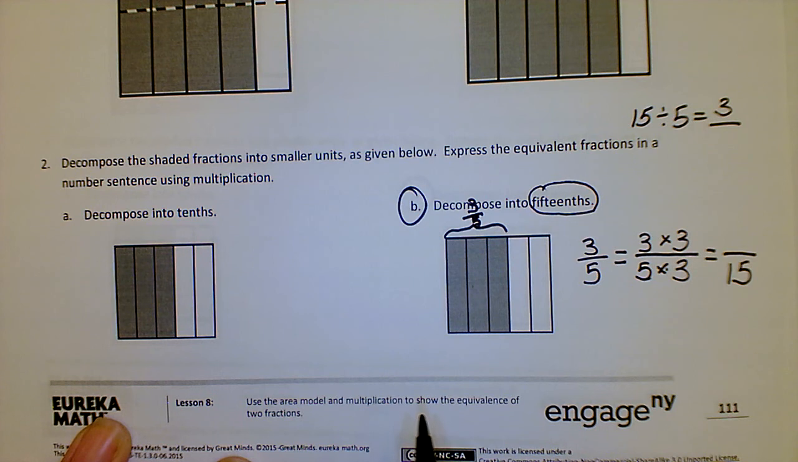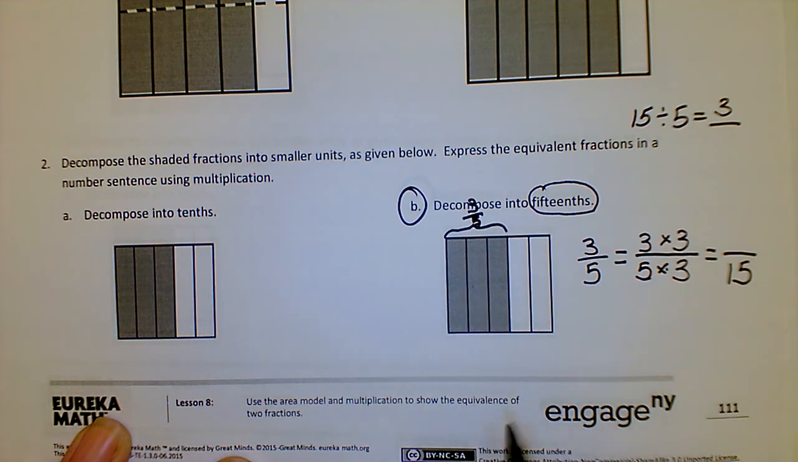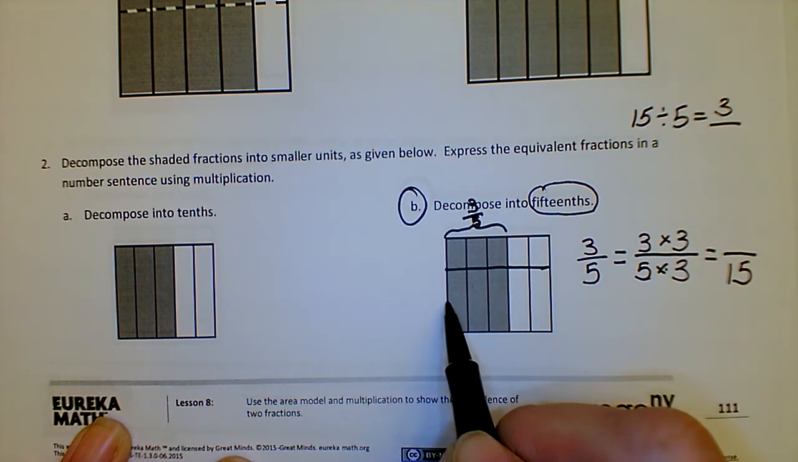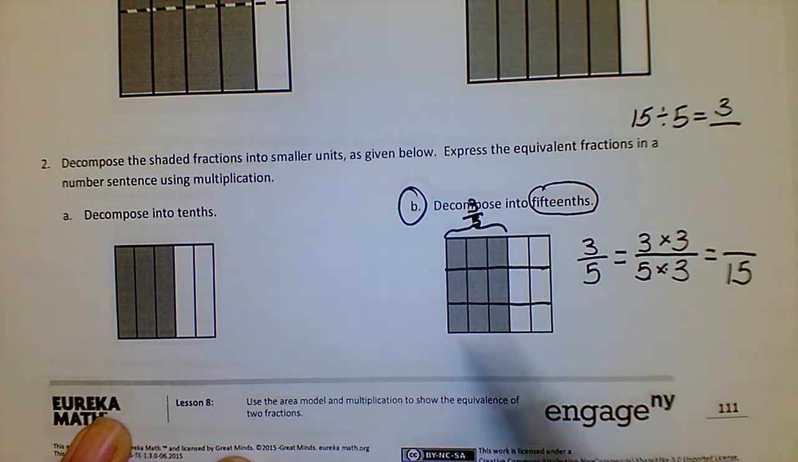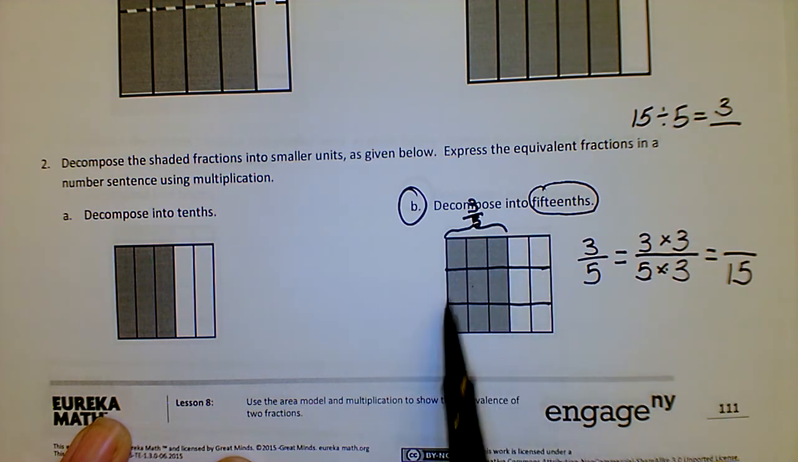I'm going to go ahead and now model this. I have to now divide each one of these columns into 3 pieces. When you're cutting something up into 3 pieces, you're just going to cut it twice. So I'm going to put 2 lines going across. And now let's take a look and see if it worked. My denominator is 15. 1, 2, 3, 4, 5, 6, 7, 8, 9, 10, 11, 12, 13, 14, 15.